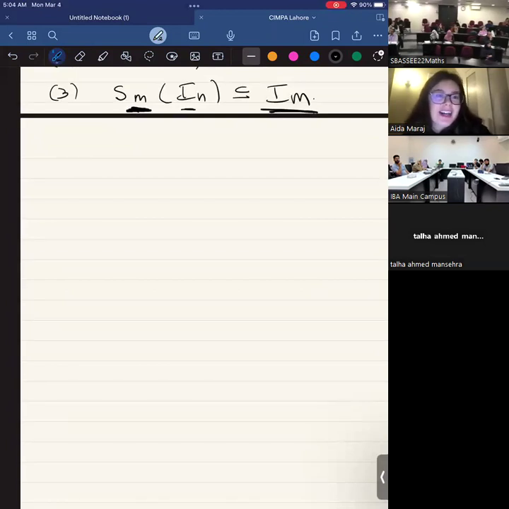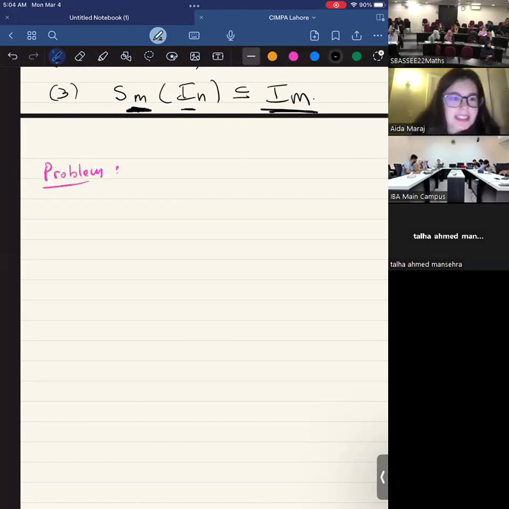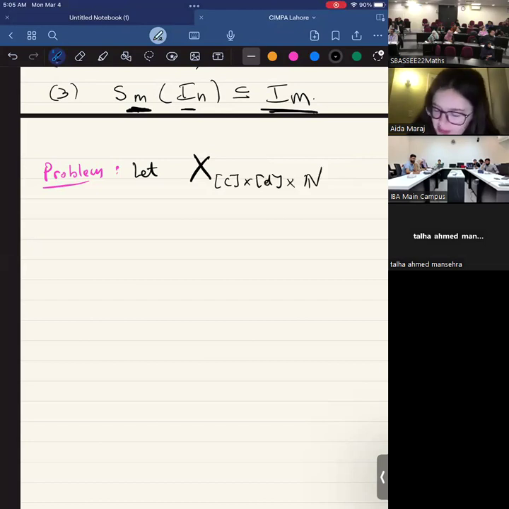So now, maybe another problem. You take this matrix X to be C times D times N. This now has a picture of a tensor. It's not a 2 by 2, it's an order 3 kind of matrix.